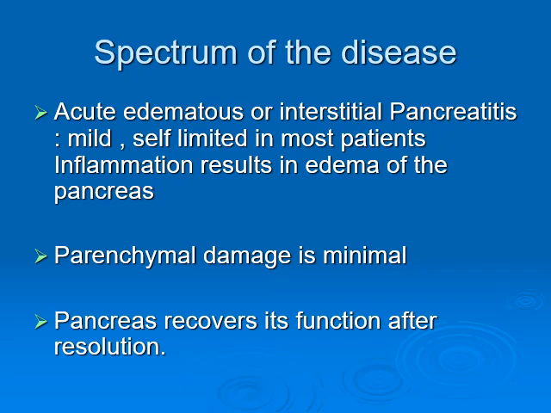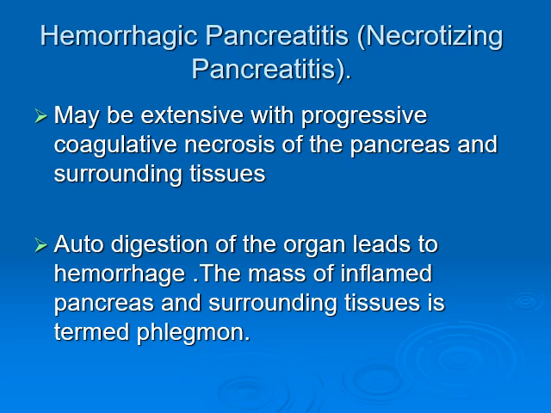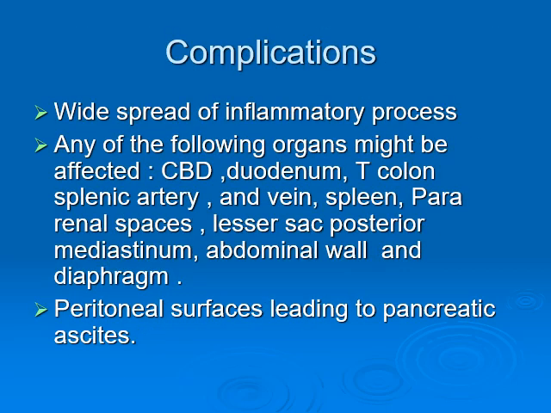Inflammation results in edema of the pancreas. Parenchymal damage is minimal. The pancreas recovers after the attack. Hemorrhagic or necrotizing pancreatitis may be very extensive, progressive, resulting in coagulative necrosis of the pancreas and surrounding tissue. Autodigestion of the organ leads to hemorrhage. The mass of inflamed pancreas and surrounding tissues is phlegmon.